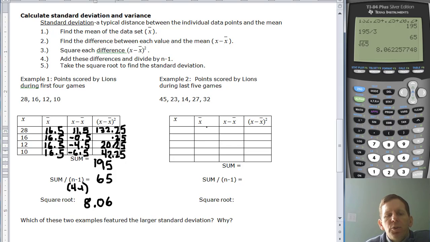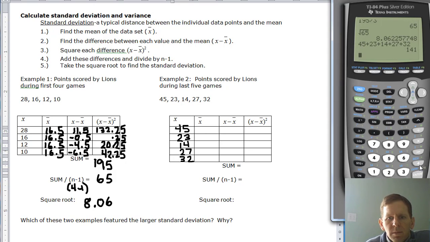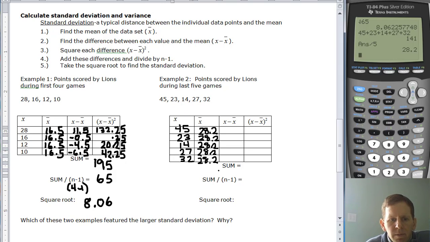We're going to try example 2 now. We'll go a little bit quicker this time. I'm going to start by writing these numbers in our first column. Step 1, find the mean of the data set. We'll add these 5 numbers together and divide by 5 to find the mean. Once we add them together, we divide by 5. And our mean is 28.2. We'll write that number in the x bar column, and that's step 1.